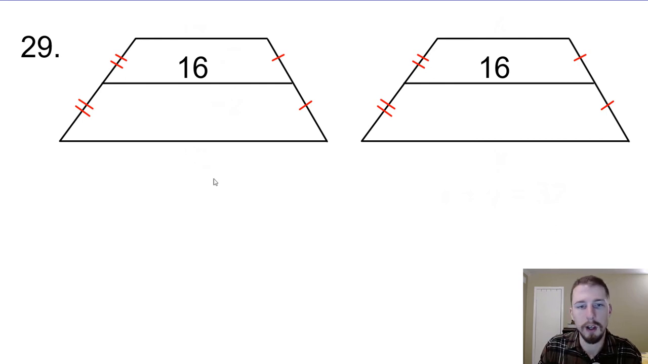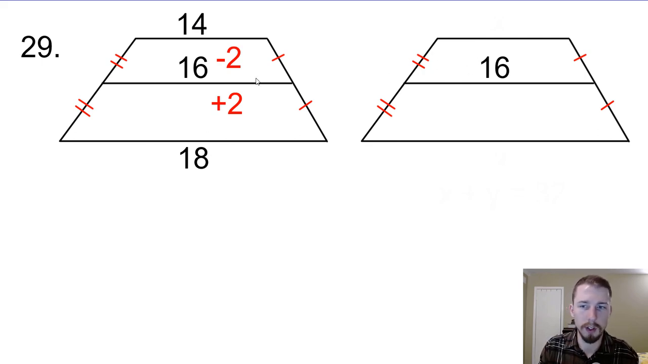All right, 29. So if we have a trapezoid where the mid segment is 16, what are the possible lengths of the bases? Well, if the average is 16, we're kind of working backwards. One way you could do it is if I subtracted 2 from it, that would give me 14. So if I subtracted 2 from one side, I have to add 2 to the other just to keep it balanced, so the average is still 16 in the middle. That would give us 18. So it could be 14 and 18.